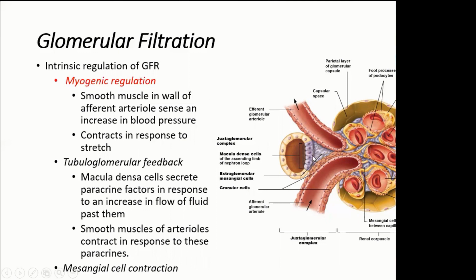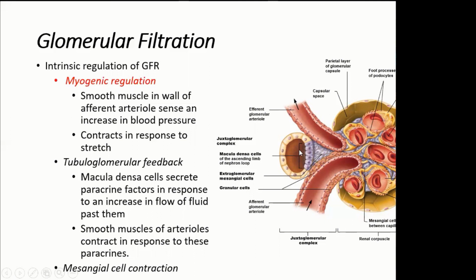So we have these paracrine factors that get released from these macula densa cells, and they can respond to increases in the flow of fluid going past them. So when we have more fluid moving through here, we have fluid moving faster, we have an increased flow. It can release these paracrine factors that are going to affect the blood flow in the arterioles.